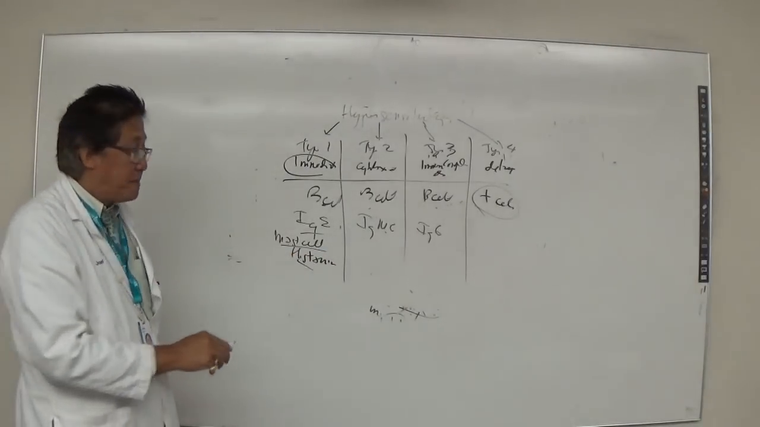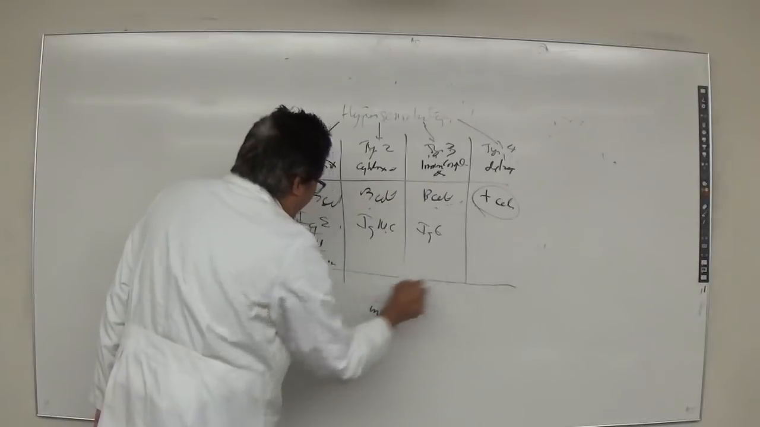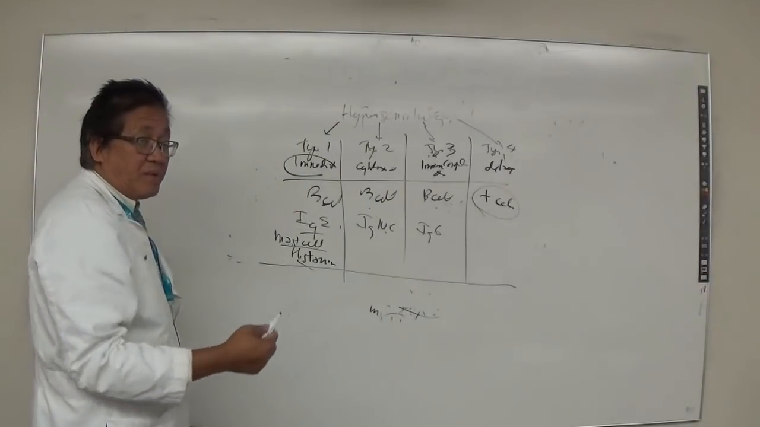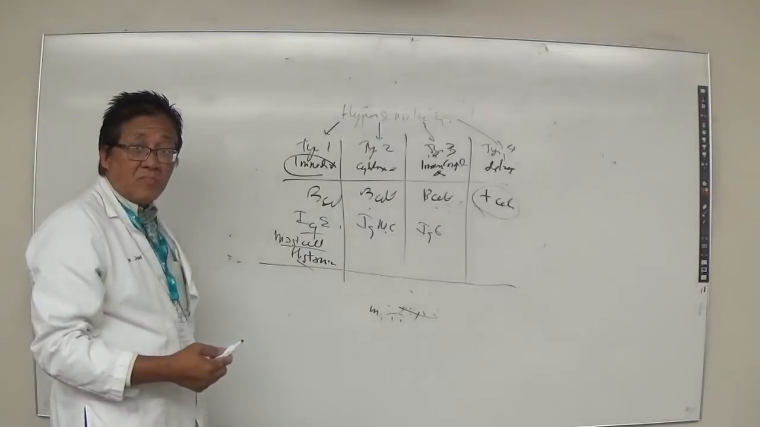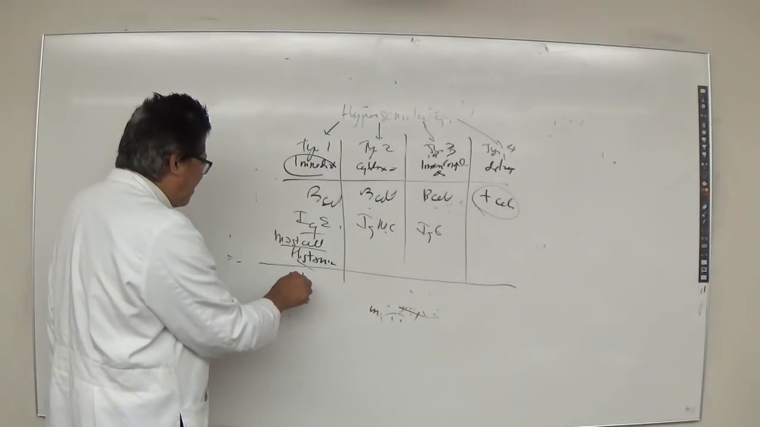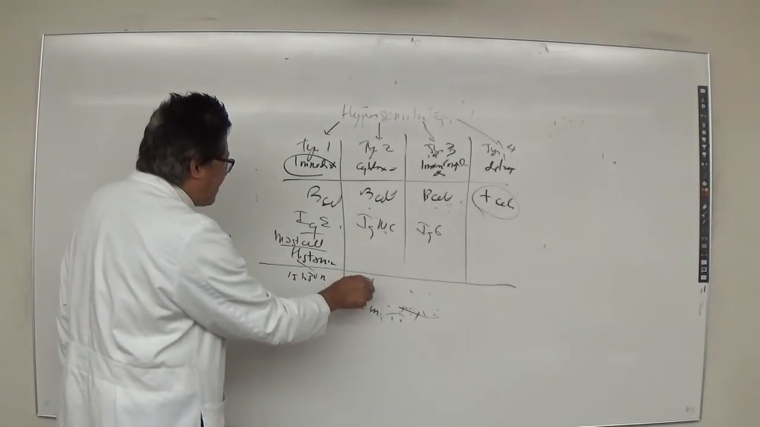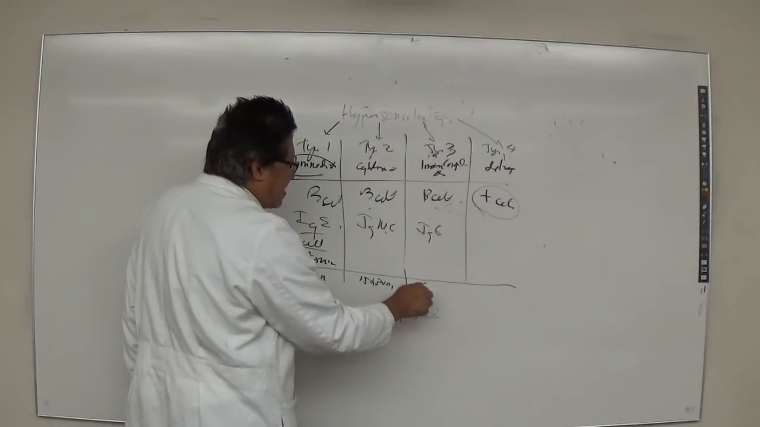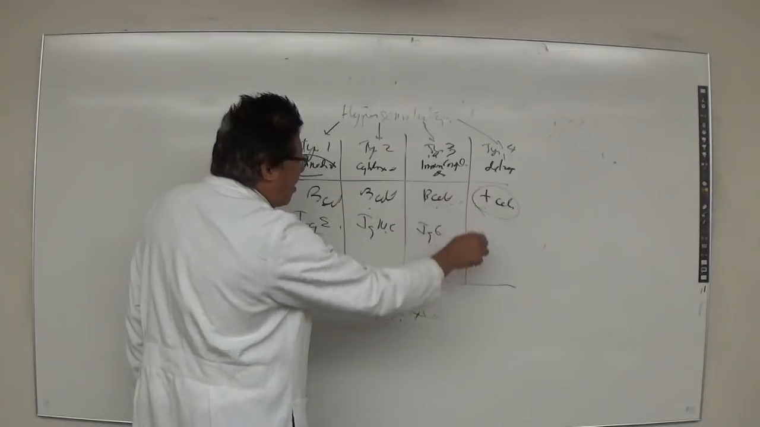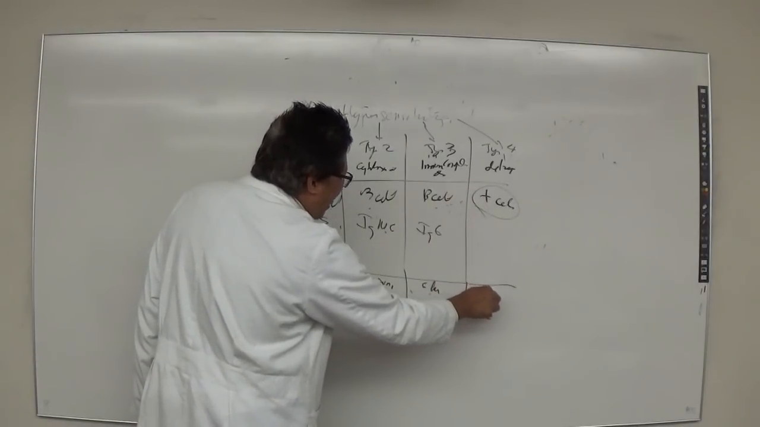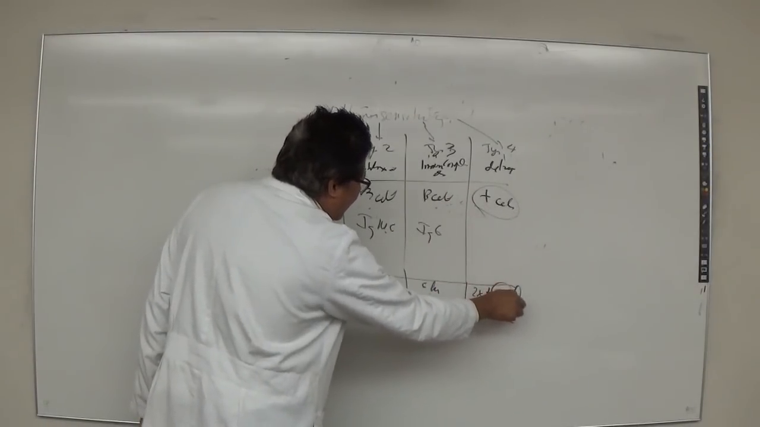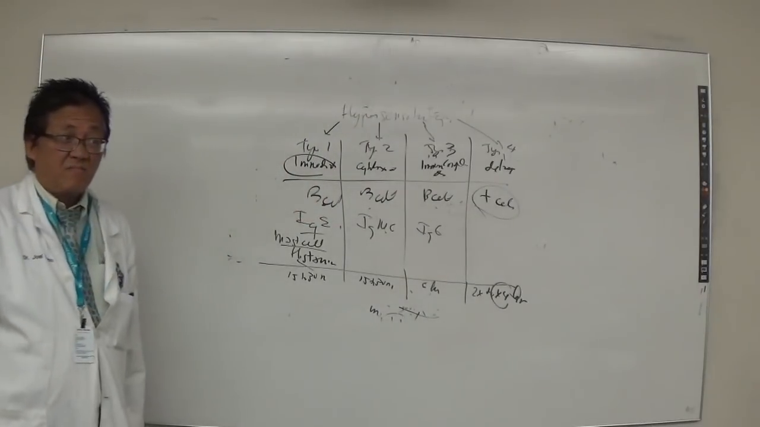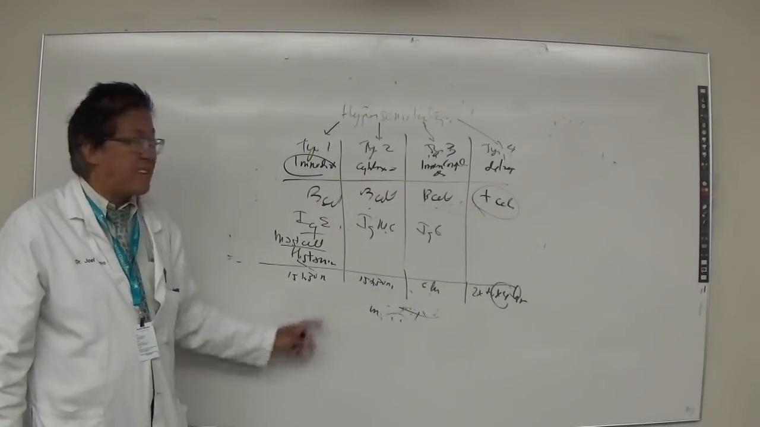Does it make sense? Here, the onset of manifestation would be how many, minutes or hours? Minutes. Like how many minutes? 15 to 30 minutes, same thing here, 15 to 30 minutes. What about type 3? 6 hours. What about type 4? 24 to 48 hours, right? It takes days. Here it takes 6 hours, but this is the fastest.